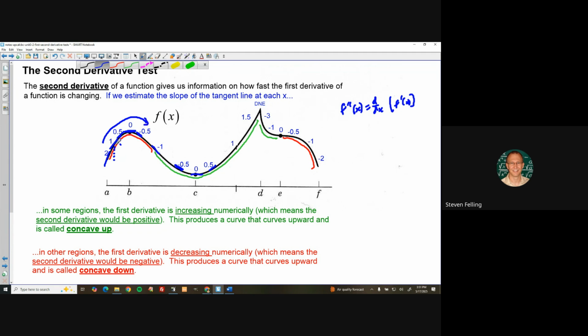If you agree, we went from 2 to 1.5 to 0 to -0.5, all the way to here. The first derivative is decreasing, right? So that means this derivative is negative, right? And that means that the second derivative would be less than 0 here in this region.